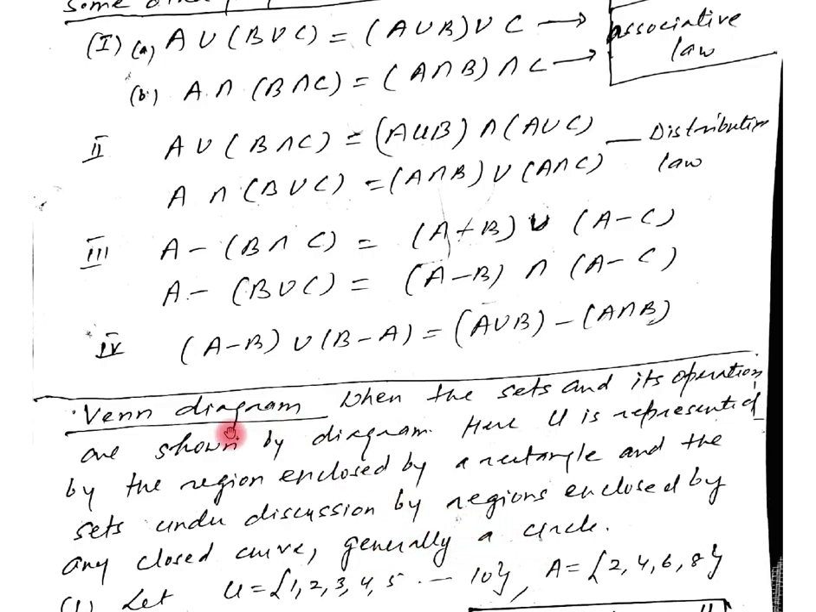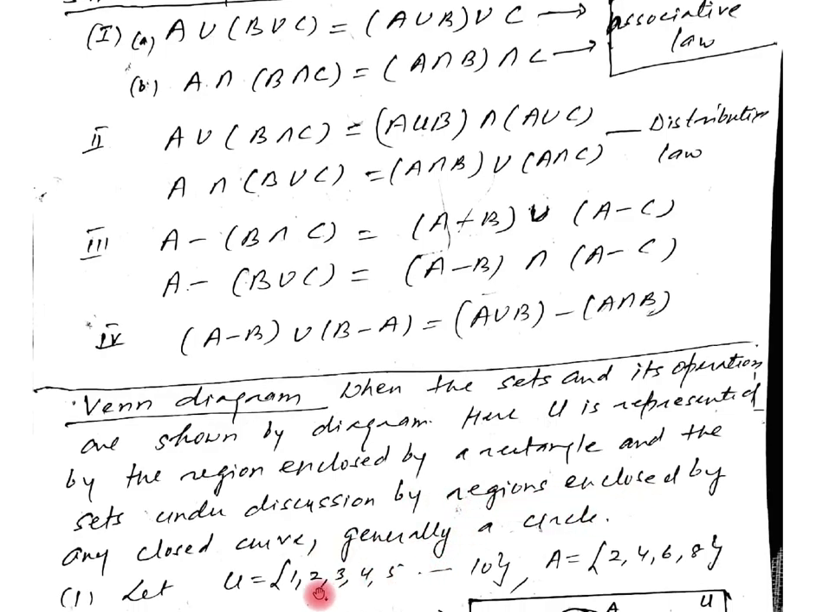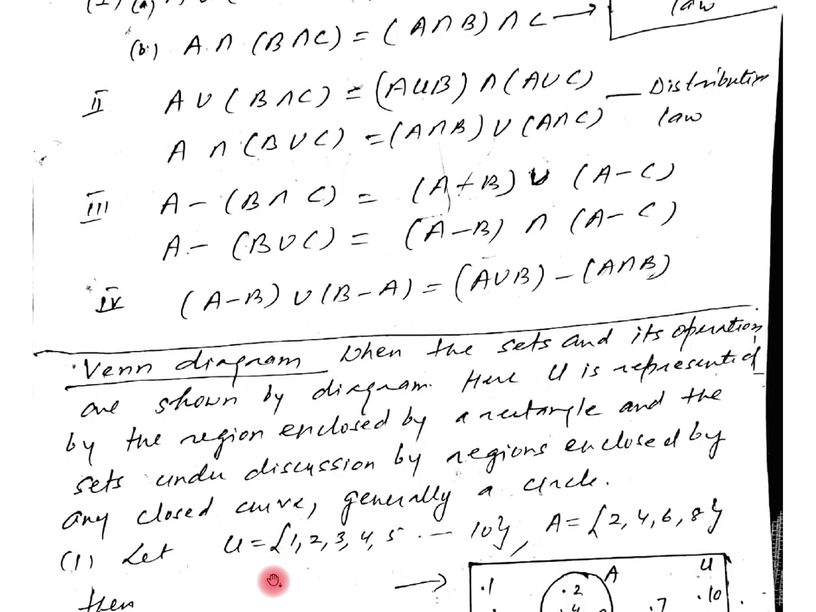See it again. When we show sets and their operations with the help of a diagram, that diagram is known as a Venn diagram. Here in the Venn diagram, U is always represented by the region enclosed by a rectangle, and the other sets under consideration are generally shown by a circle or any closed curve. Let us see how.